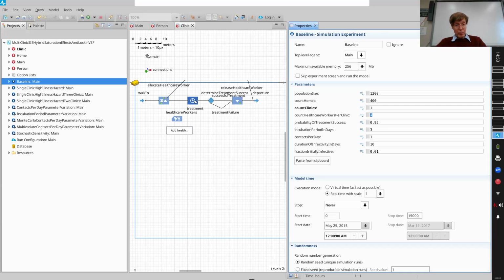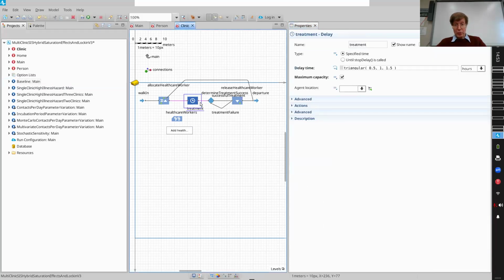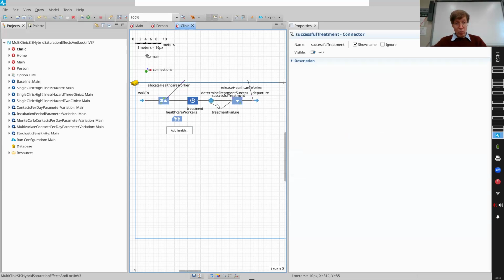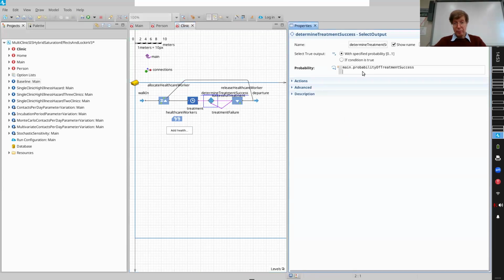Here, the treatment takes a certain number of hours, and people coming in need to queue up and wait. But if they wait too long, they will leave without being seen. That's what this upper transition indicates. If they are seen, they'll proceed down, they'll receive treatment, and then they'll have a chance of having that treatment yield success or failure, according to a certain probability.